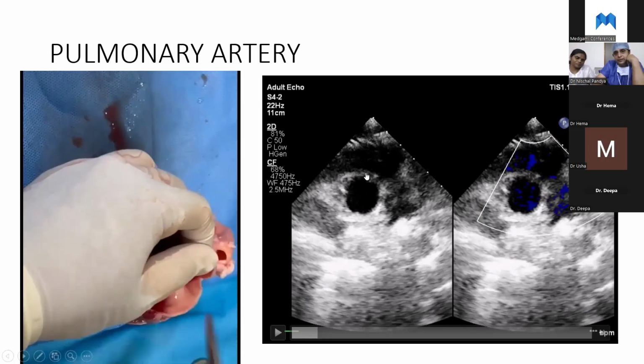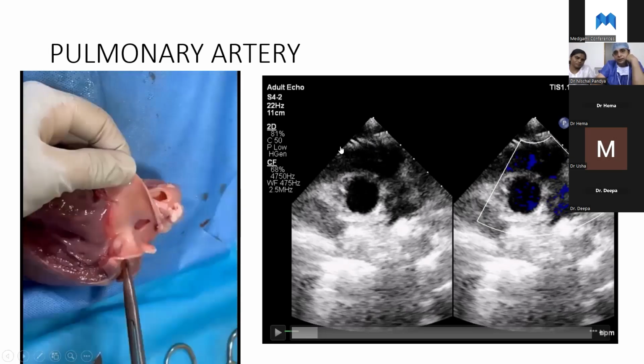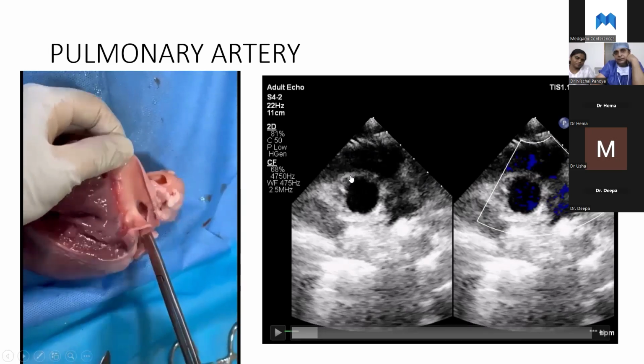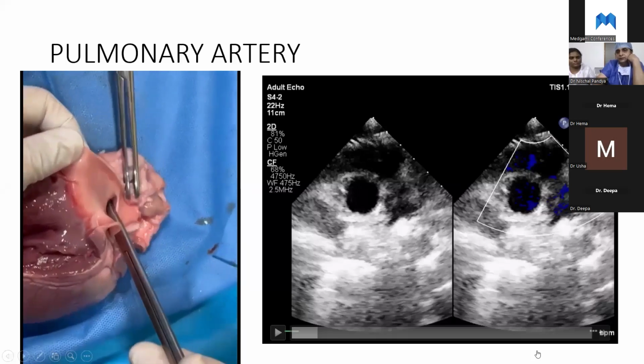And this is where you will see your thickened bundles classically. In a double chamber, when we open and see it, when the bundle lies here, that is where it will be a double chamber right ventricle.